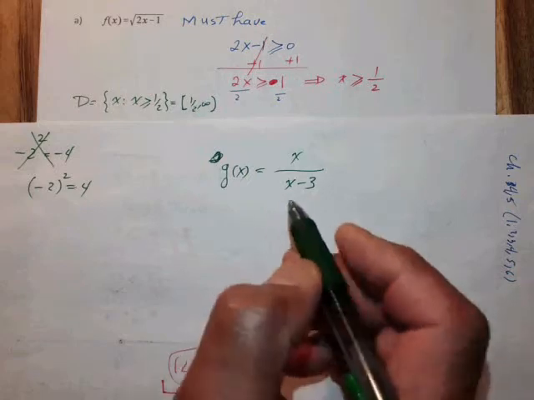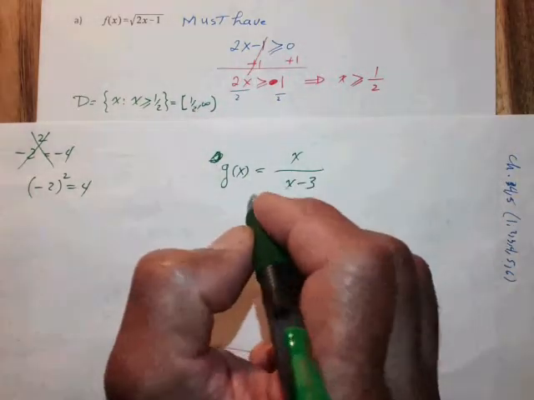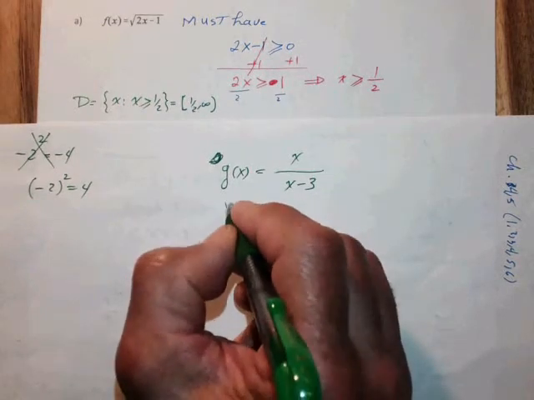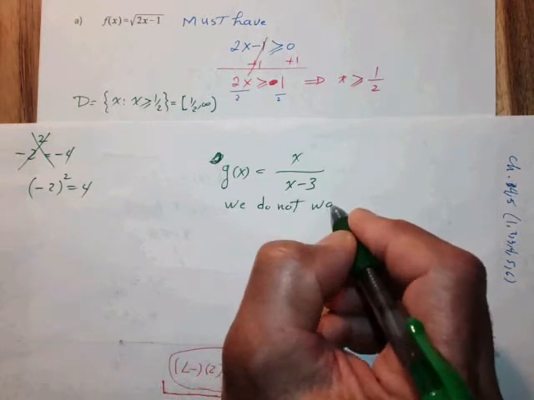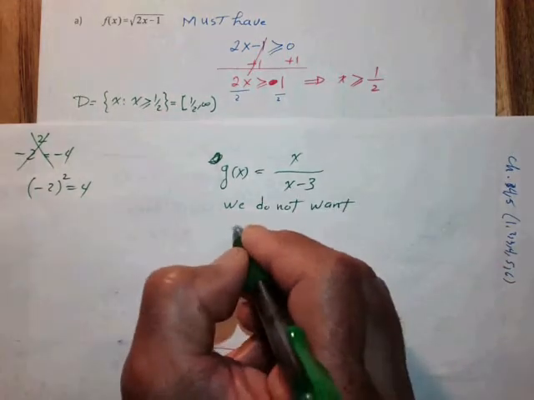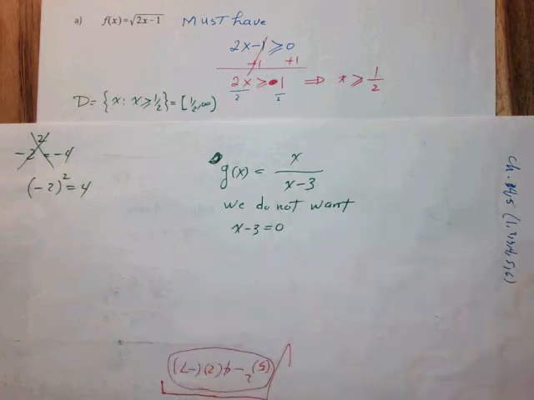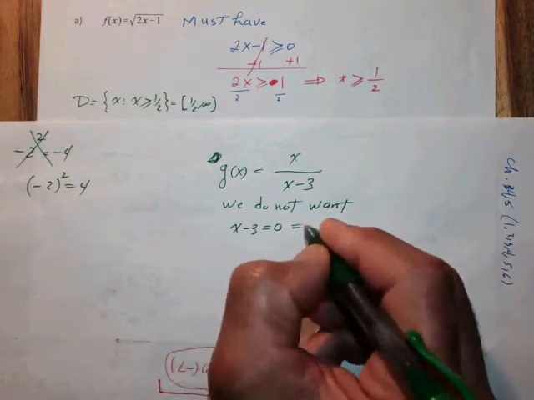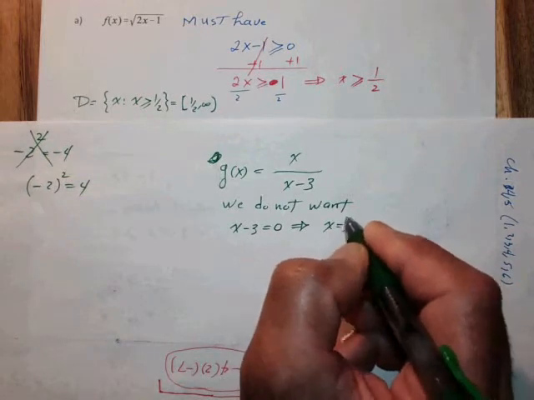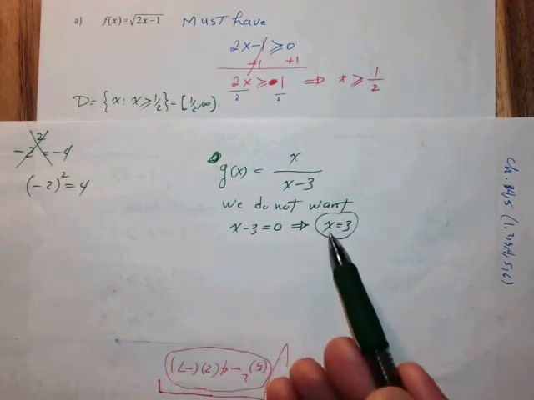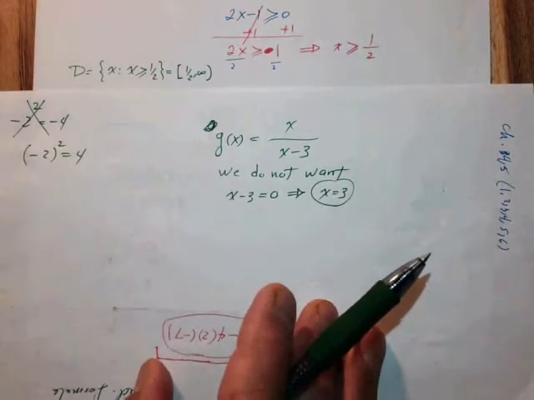Then you say yes. If you have a fraction, you never want the denominator to be equal to 0. So you say we do not want x minus 3 to be equal to 0. We don't want the denominator to be equal to 0. Which, if we solve it for x, x is 3. So that means we don't want x equal to 3. Everything else is okay.